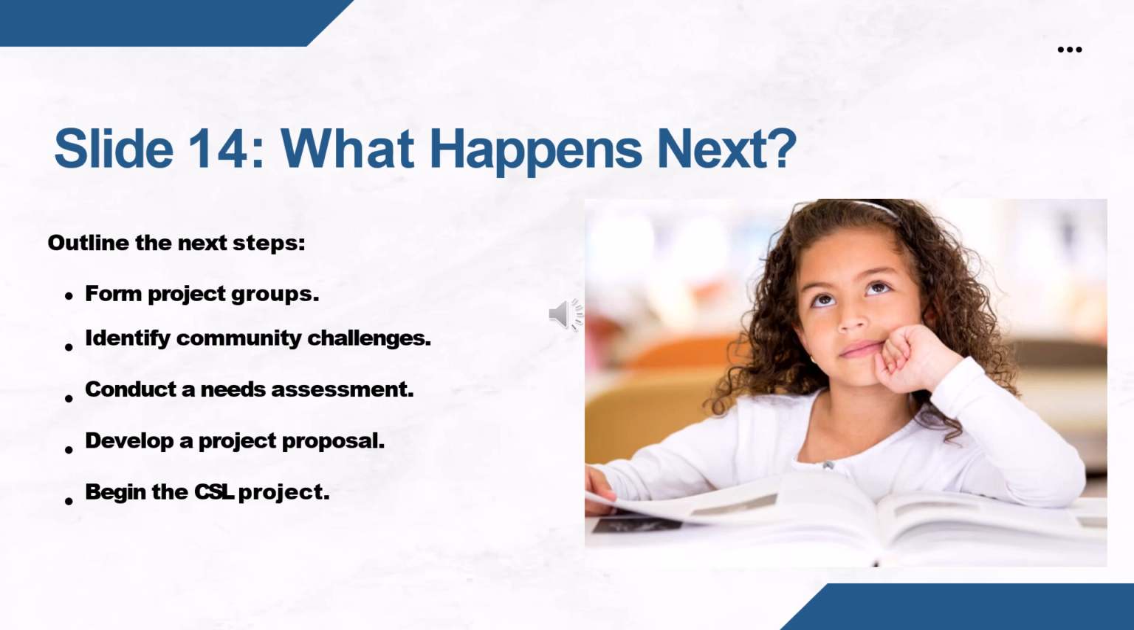Once you have understood the community needs, develop a project proposal. Your proposal should clearly explain the problem, your objectives, the planned activities, the resources you will need, the timeline, and the expected outcome. Finally, after your proposal has been reviewed and approved, you will begin your community service learning project.